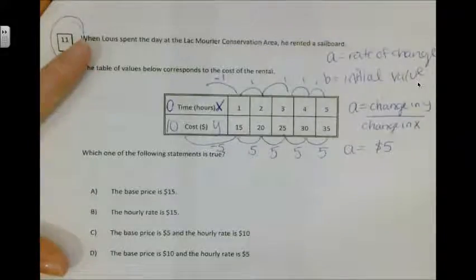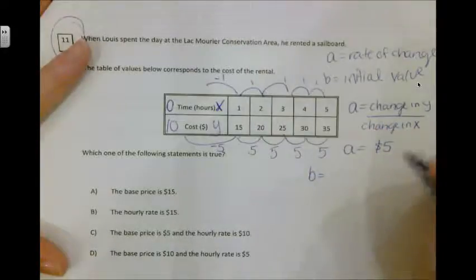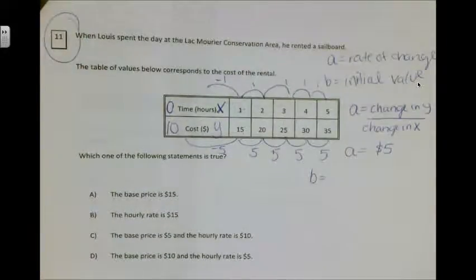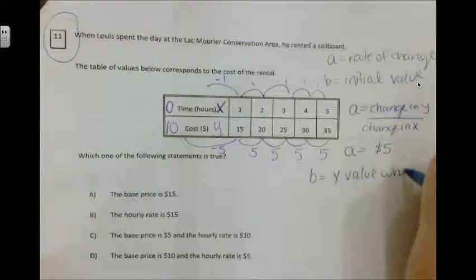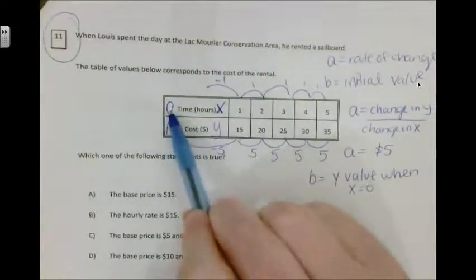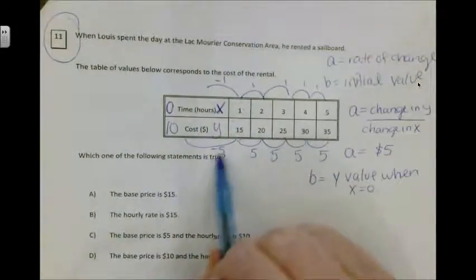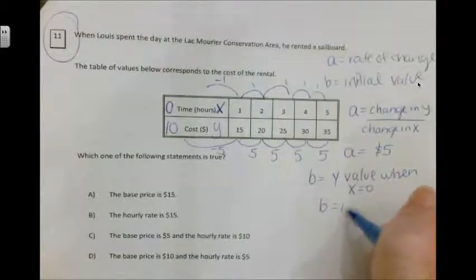Okay, so your base price or your initial value, your B, is always whatever Y is when X is equal to 0. So you went backwards to 0, here is 0 hours here. If you subtract by 5 on the bottom, you already have an initial value. So that means the base price, your B, is equal to 10.